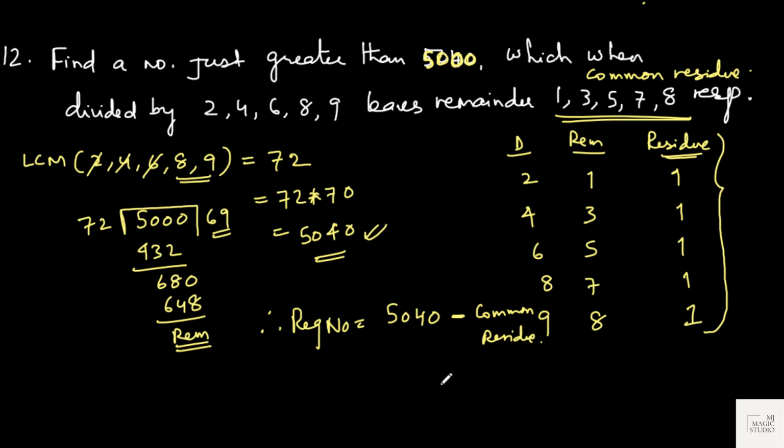That is the format. If we have common remainder, we'll add the common remainder. If we have common residue, we'll deduct the common residue. So in this case, our number is 5040 minus 1. That is 5039. If we have common residue, deduct the common residue from the number which you have found in the given limits. And if you have common remainder, add it to the number which you have found, multiple of the LCM in the given limits.